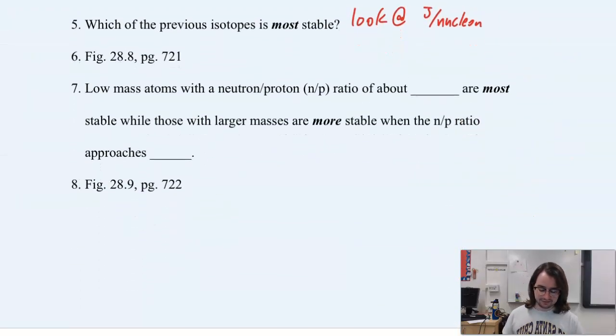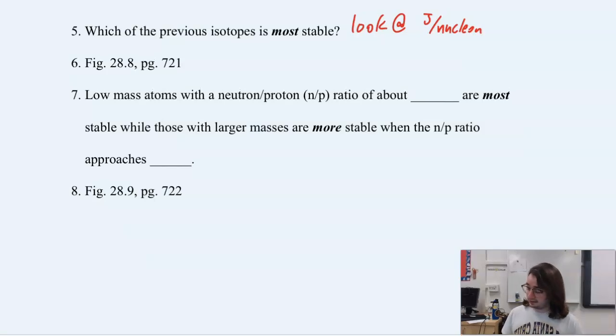Another way that we can kind of tell this is maybe just by looking at them. Understand that low mass atoms, and by low mass atoms we mean atoms that have like 20 particles or less, with a neutron to proton ratio of about 1 to 1, are often going to be really stable, as opposed to those with larger masses, which are more stable when they have a neutron to proton ratio of 1.5 to 1. So sometimes we can just give it a look. If we notice that the ratios between protons and neutrons are way out of whack, then that's probably not going to be stable. But if they aren't, then they're probably going to be pretty stable.